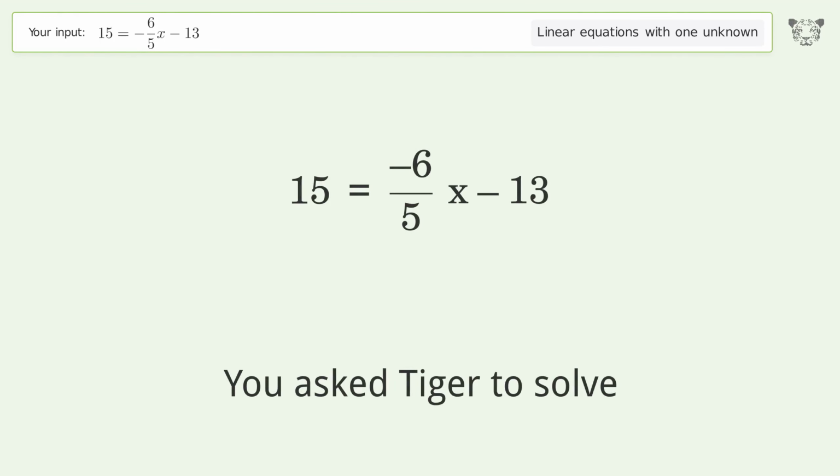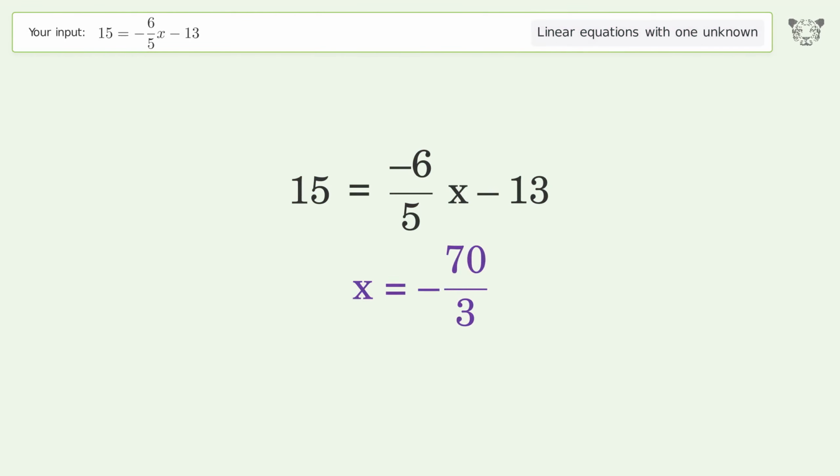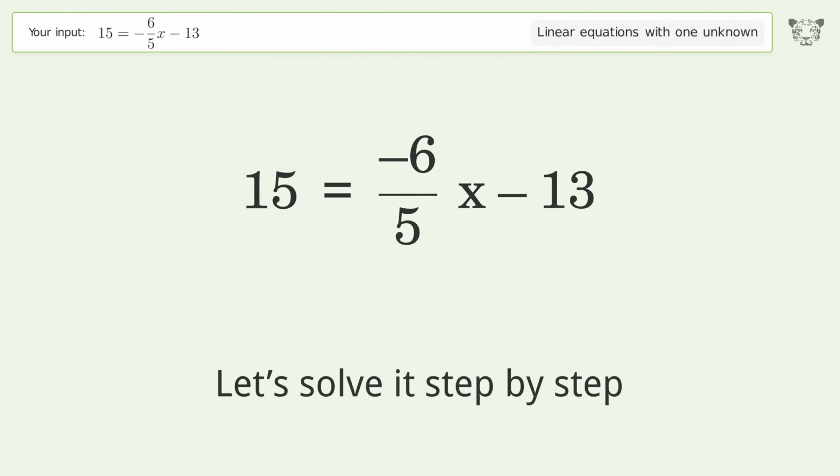You ask Tiger to solve. This deals with linear equations with one unknown. The final result is x equals -70/3. Let's solve it step by step.